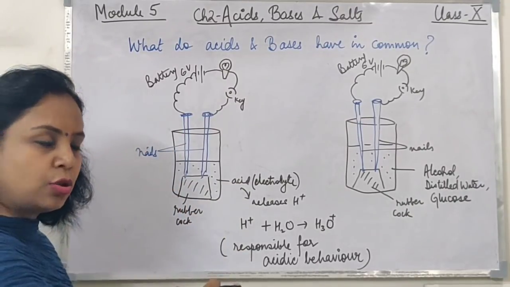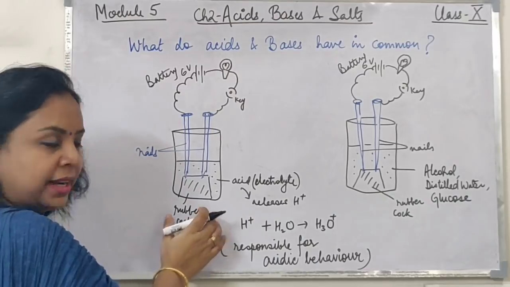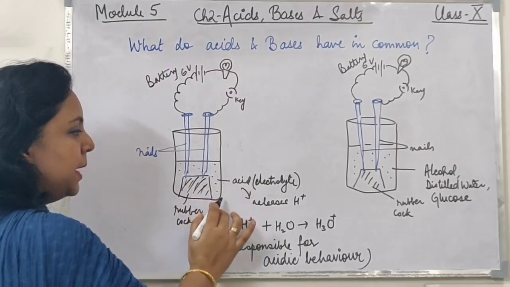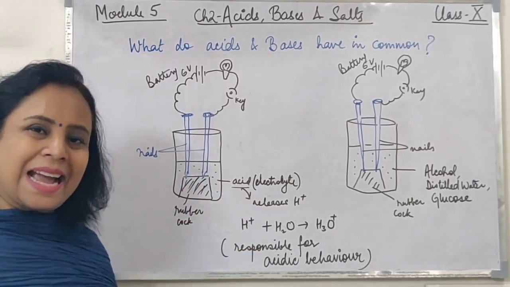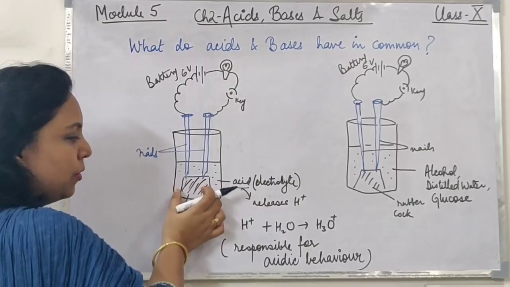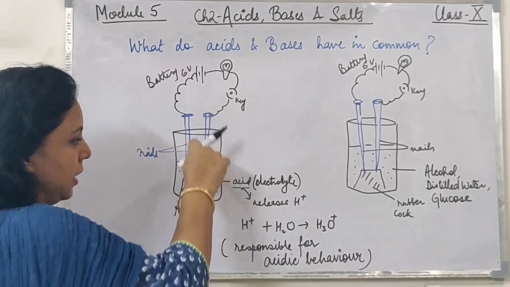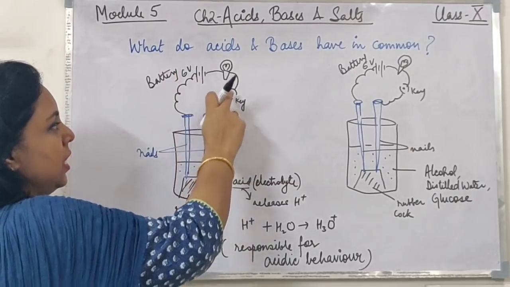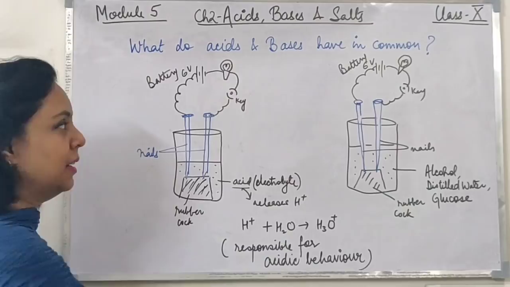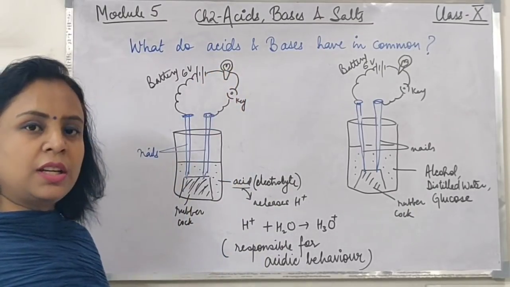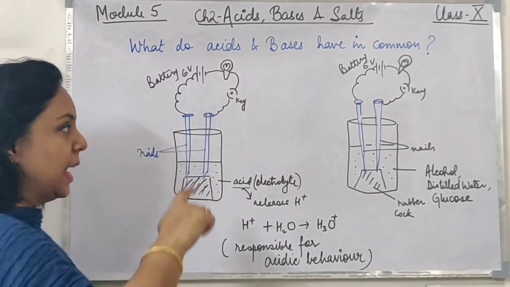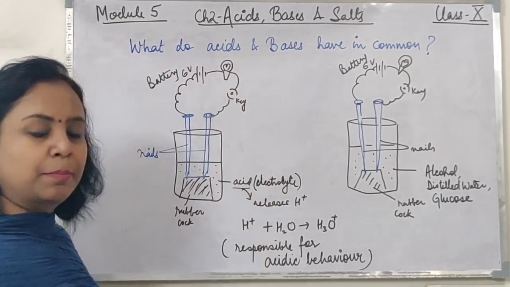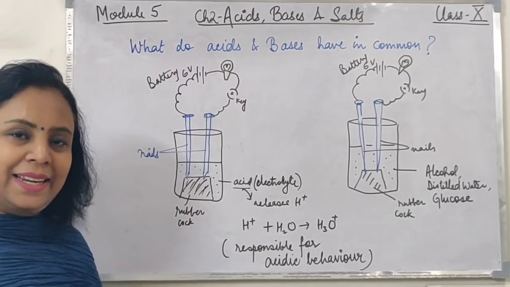I have taken a glass electrolytic cell. I have arranged, and in place of electrolyte I have taken an acid. What I have done over here, I have put a rubber cork in which I have placed two nails like this, and I have made the arrangement in a manner that it attaches to the 6-volt battery. I have put a key, and I have also put a small bulb, or I can even put an LED.